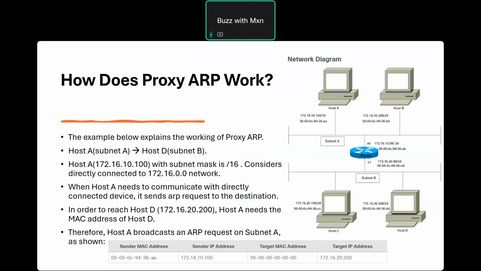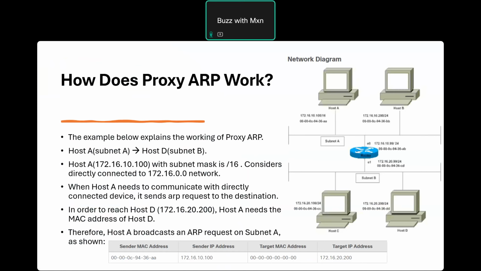172.16.10.100 for host A, 172.16.10.200 for host B. When you look at the IP addresses and the subnet masks, what you see is that host A is part of the network 172.16.0.0, because it has a subnet mask of /16. That is, it is part of a class B address. So whatever hosts correspond to the network ID 172.16.0.0, it will think those hosts are present on the same subnet.